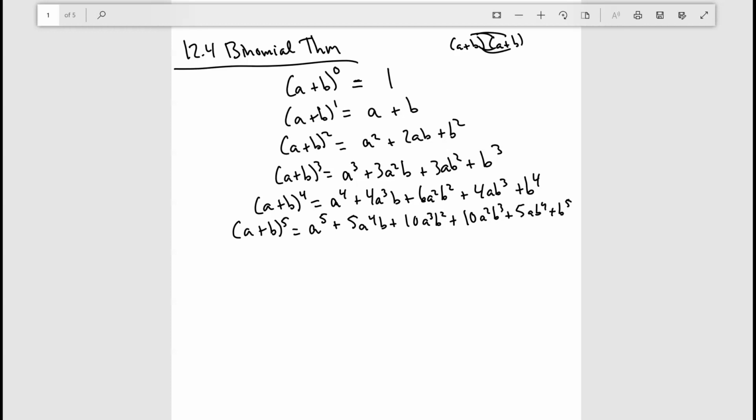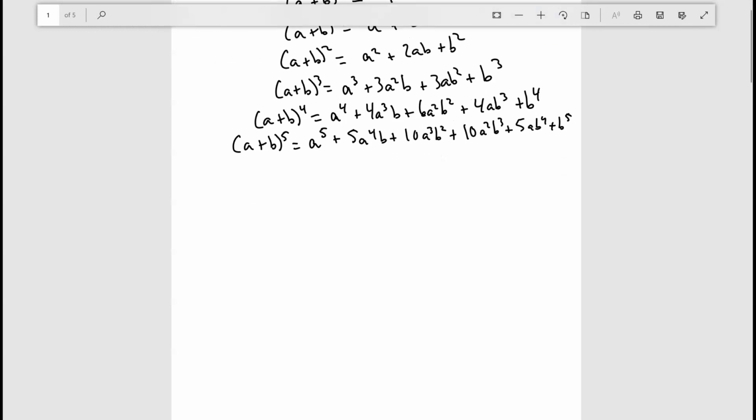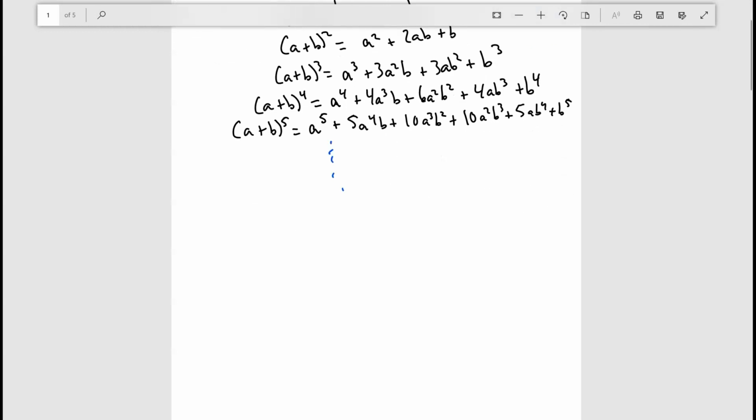So you're probably wondering, why are we doing this? We want to figure out if there's a pattern that will make it easier for us instead of foiling all of this out, because it's kind of tedious just to FOIL out every single term, and it's really easy to make a mistake. Because we can do this for many things.